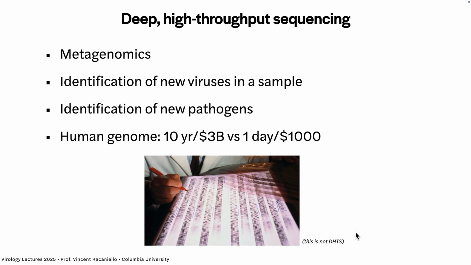When I was a postdoc, this is how we did sequencing, by running these gels. It was very tedious. It took a long time. I sequenced the genome of poliovirus, which was 7,440 bases. It took me a year. You could do that in minutes nowadays because the new high-throughput sequencing methods are so powerful. It's amazing.